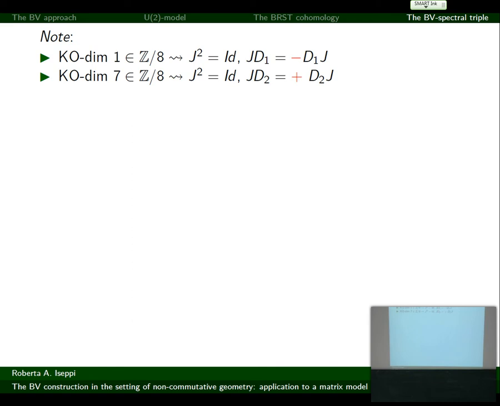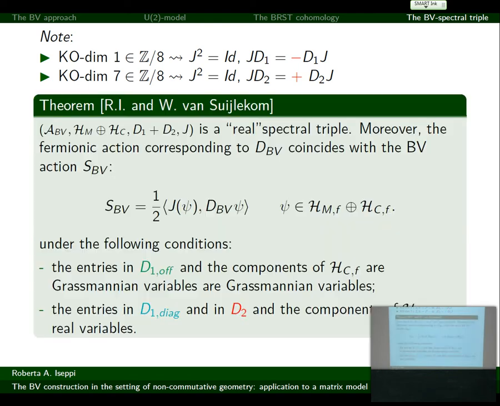So what is the difference exactly? It's not too big. The difference in KO dimensions, between 1 and 7, is just telling us that D1 is anti-commuting with the real structure, while D2 is commuting. So this is our final result, but I have already said this from the beginning. This is exactly what we were looking for.